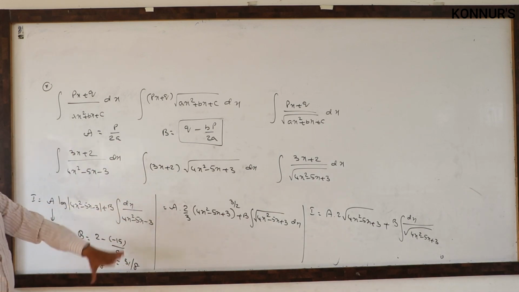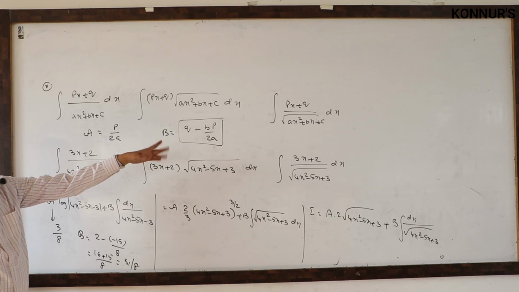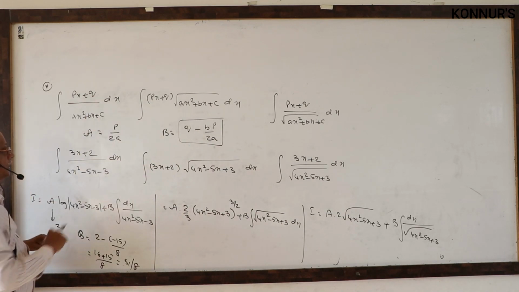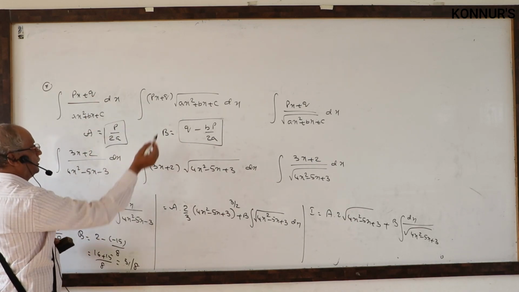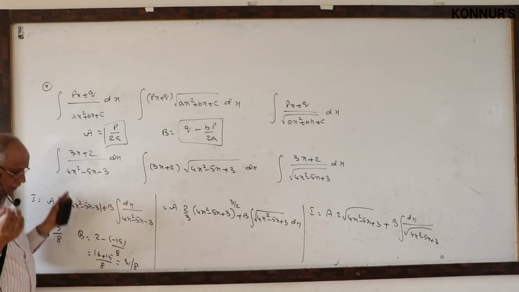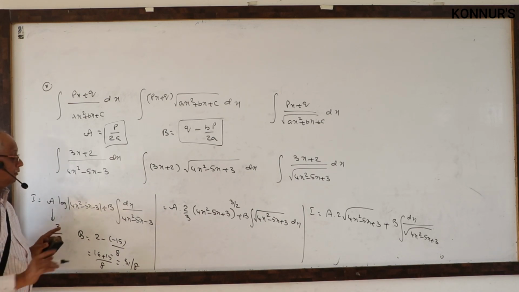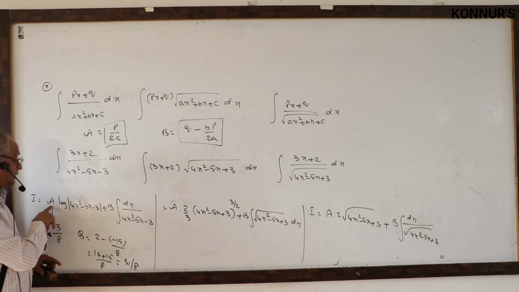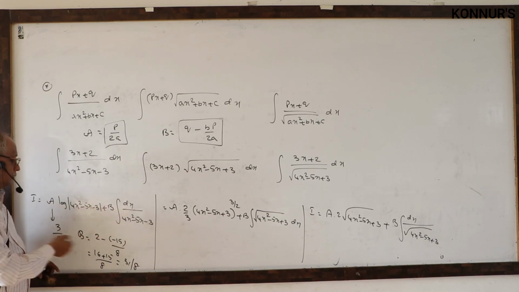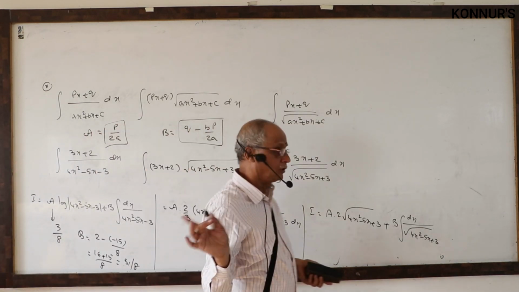When you see the combination of linear and quadratic, the problem itself is not important. You remember only these results. A value is P by 2A, B value is Q minus BP by 2A. Practice this blindly. P by 2A, Q minus BP by 2A. Particularly, they can ask either A or B, or both: 3 by 8 and 31 by 8. What is difficult in that? Once you know the result, it is easy to finish.